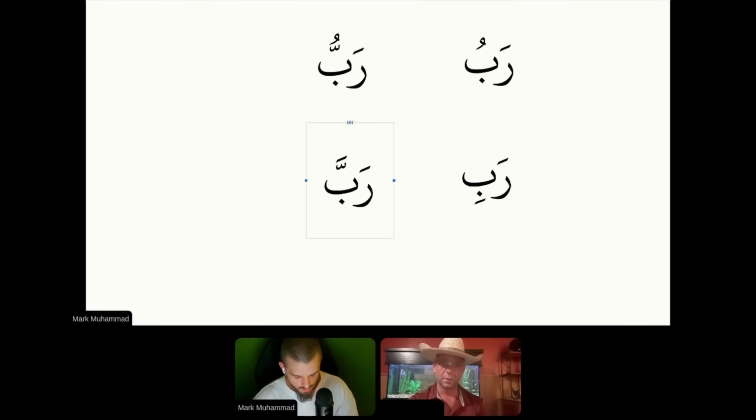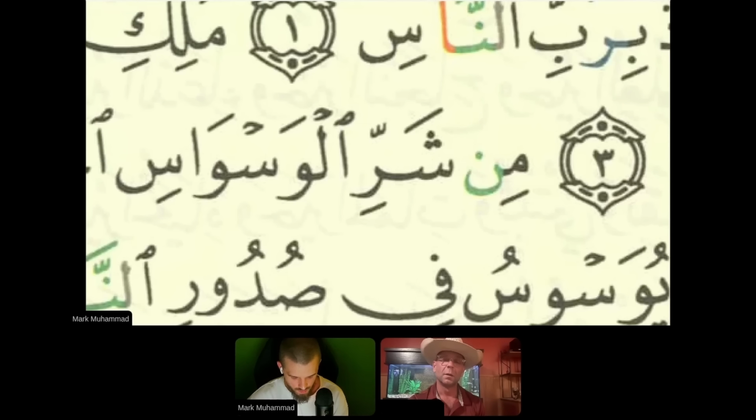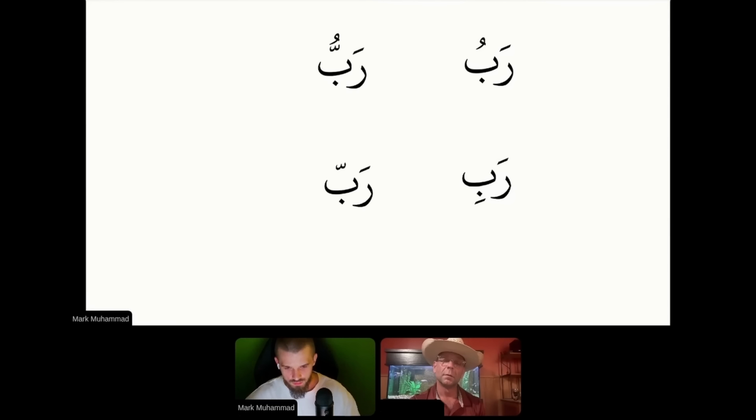But if it was a fatha, it would look like so. The fatha would come here and the kasra would come here. But you can see here it's not written like that. The kasra has still remained there. I think in the Quran, the kasra would be written here, but in the way this script is, you just need to be aware. So how would you pronounce that? Rabbi. Yes, exactly. Rabbi.